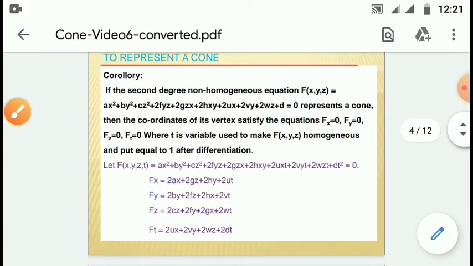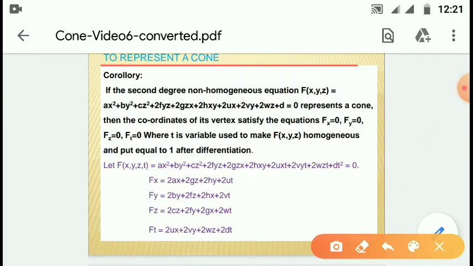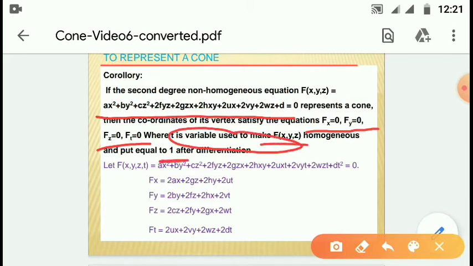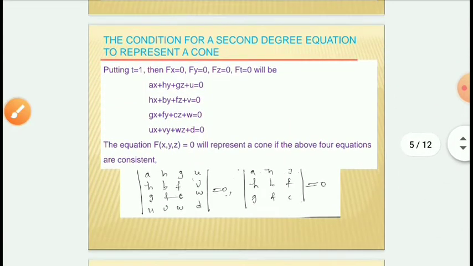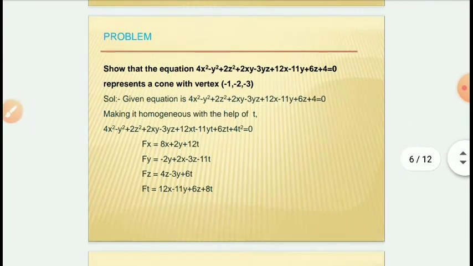What is the condition? The condition for a second degree non-homogeneous equation to represent a cone is that fx is equal to 0, fy is equal to 0, fz is equal to 0, ft is equal to 0, where t is a variable to make f homogeneous and taken equal to 1 after this. This is the condition. So by applying this condition, we solve some problems.